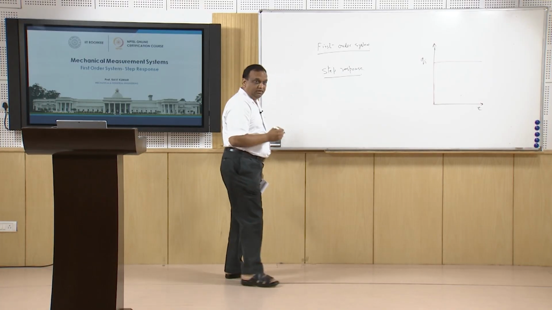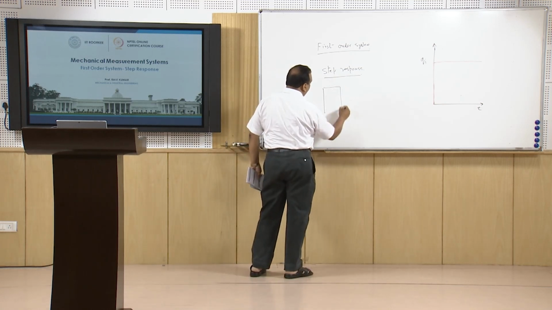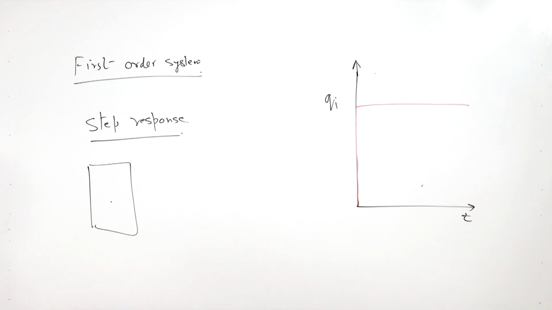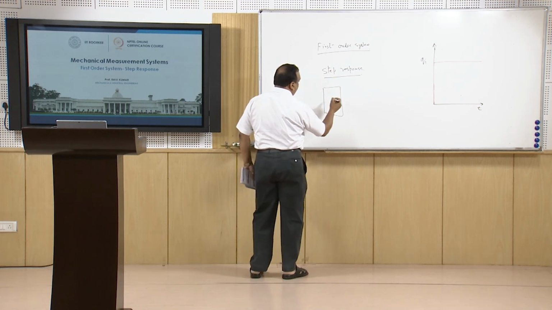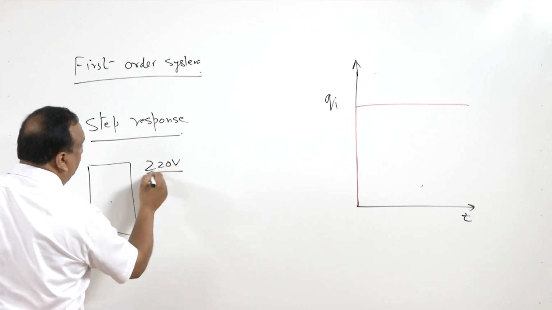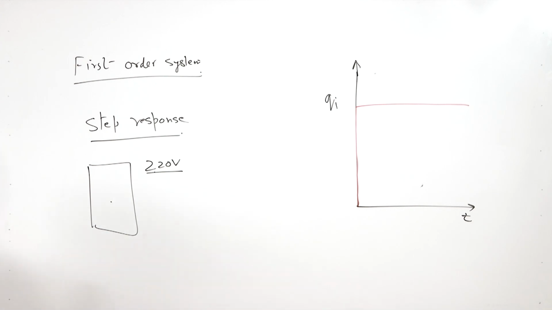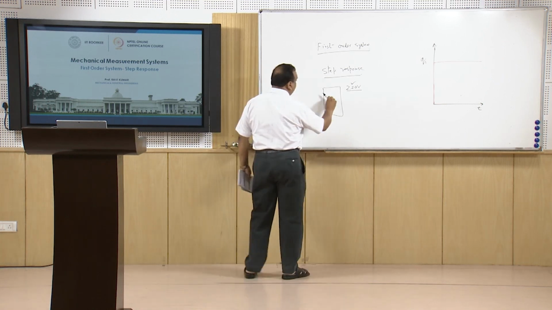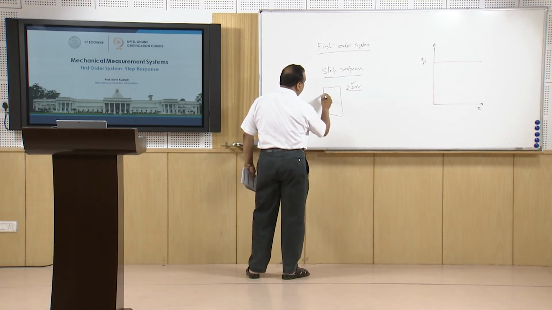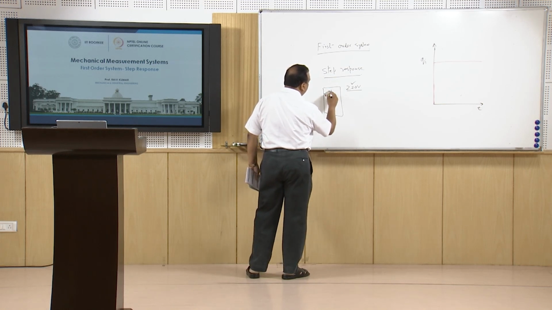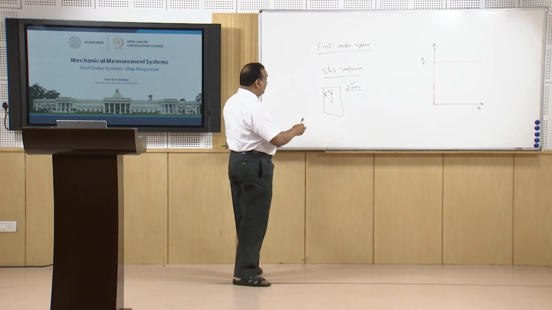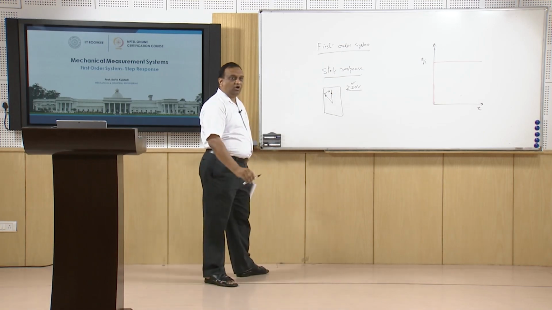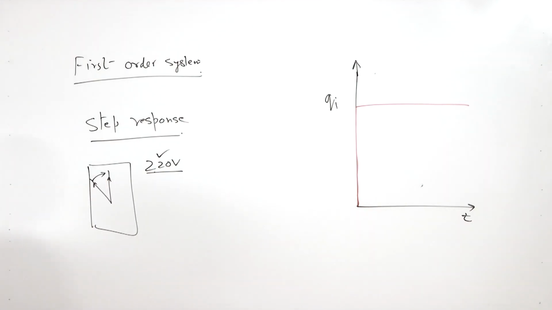in a voltmeter, when the voltmeter is connected to a main line, the moment you connect it, the input is 220 volt. Whatever the voltage is there in the main line, the input voltage is 220 volt. But this analog voltmeter takes some time to display that value. And this is how we judge the response of the system, whether it moves very fast or the needle moves in a very sluggish manner.